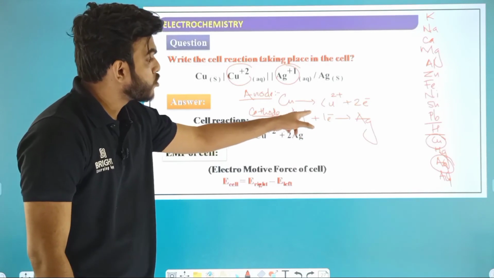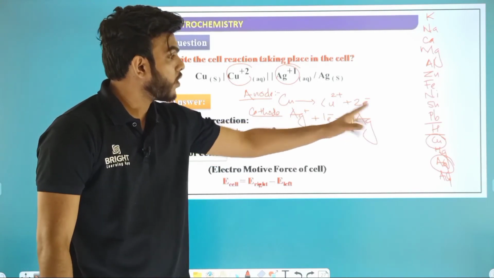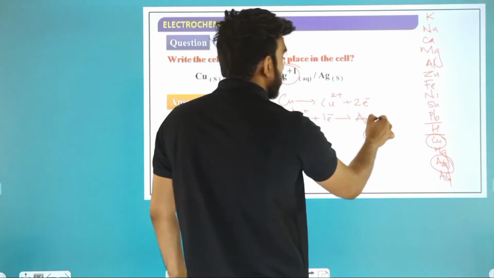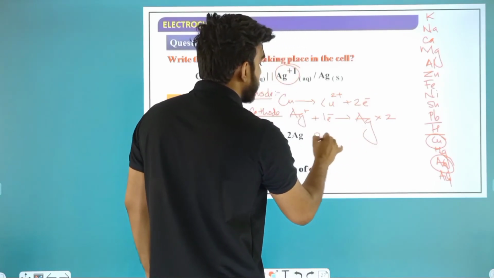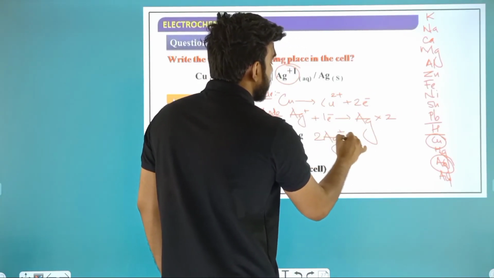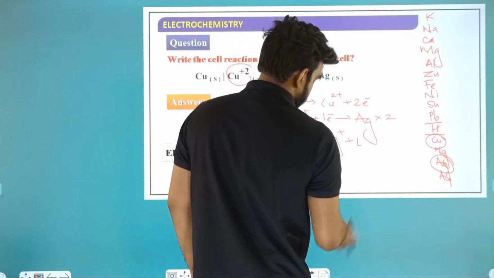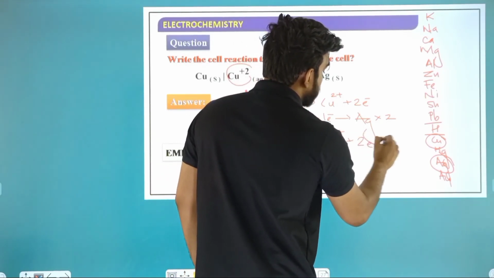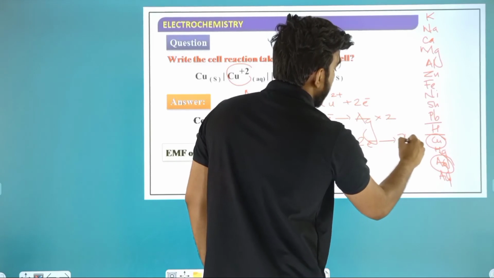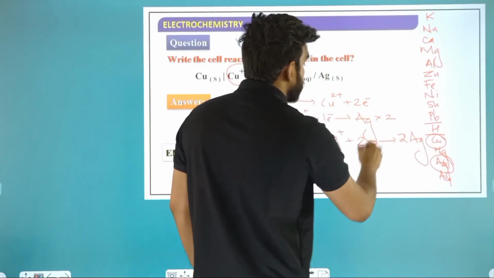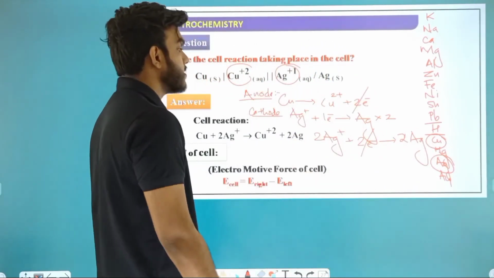To make it 2 electrons, you have to multiply this whole reaction by 2. So it will become 2 Ag+ plus 2 electrons gives 2 Ag. This is the reaction. So these 2 electrons cancel each other.